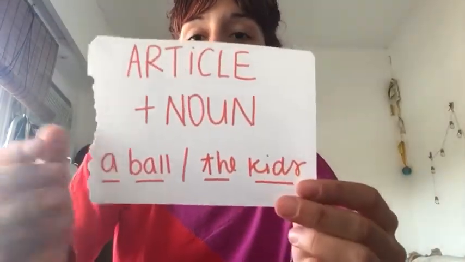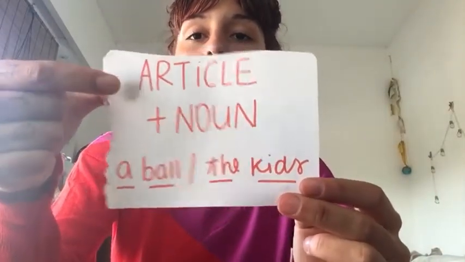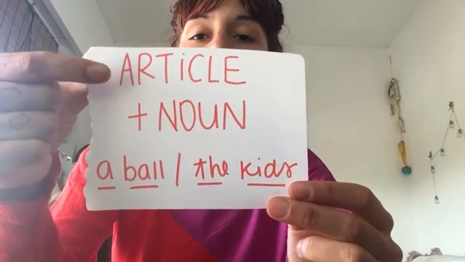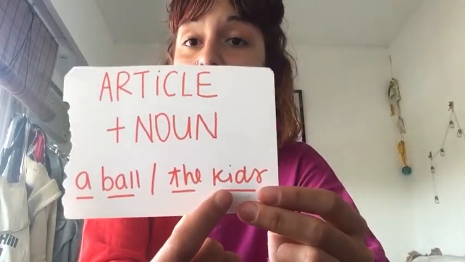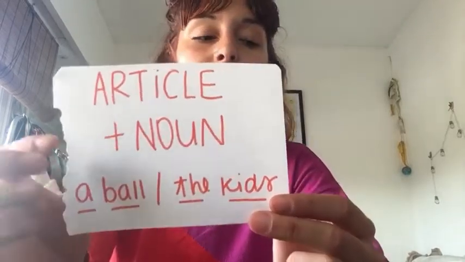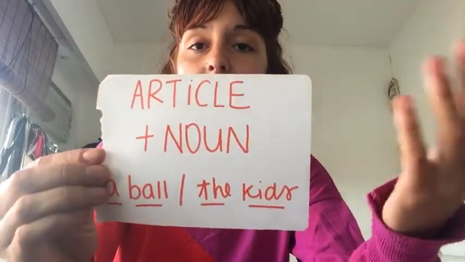So as I was saying, there are only 2 articles in English. And we have to remember that articles always come before a noun. So always article plus noun. So for example, we're going to say a ball or the kids. Okay. Now the problem is when to use each of these articles. When to use a, when to use the, or when to use nothing. Because in English, many times we don't need an article at all. So let's see the different cases.